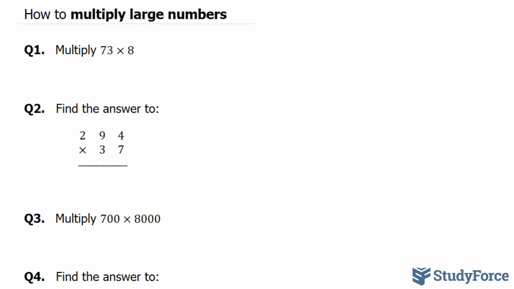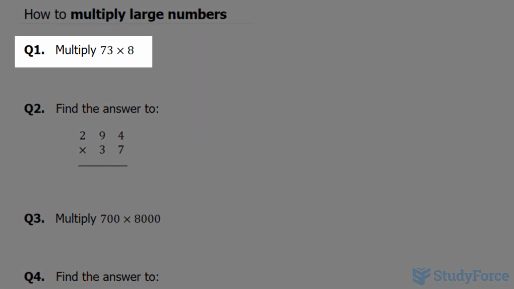In this lesson, I'll show you how to multiply large numbers. Let's start with question number 1. We're asked to multiply 73 times 8.